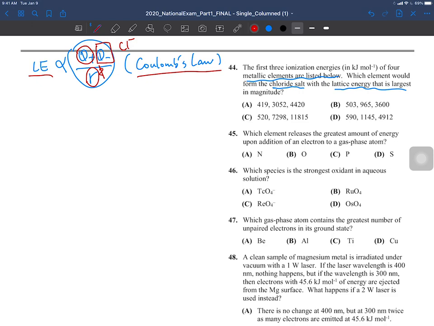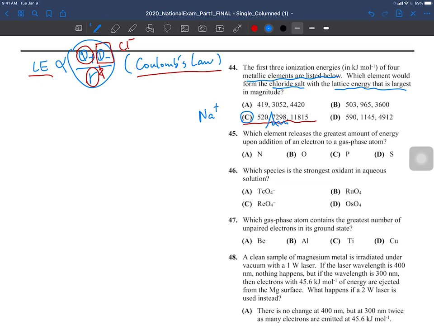Let's take this one for example, because this is the most straightforward one. As you can see, there is a huge increase between the first ionization energy and the second ionization energy, right? So which means C is supposed to have only one valence electron, and the second one is already the inner electron. Now say some element like sodium.